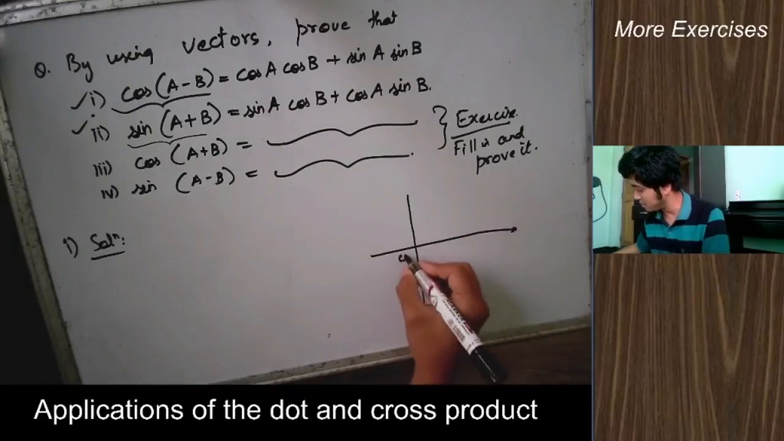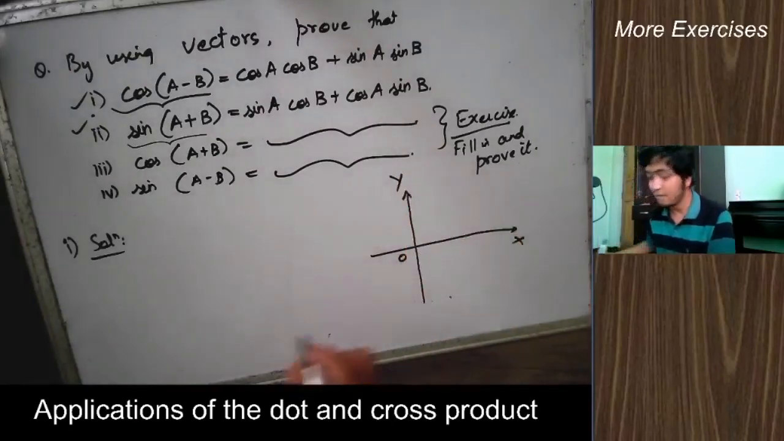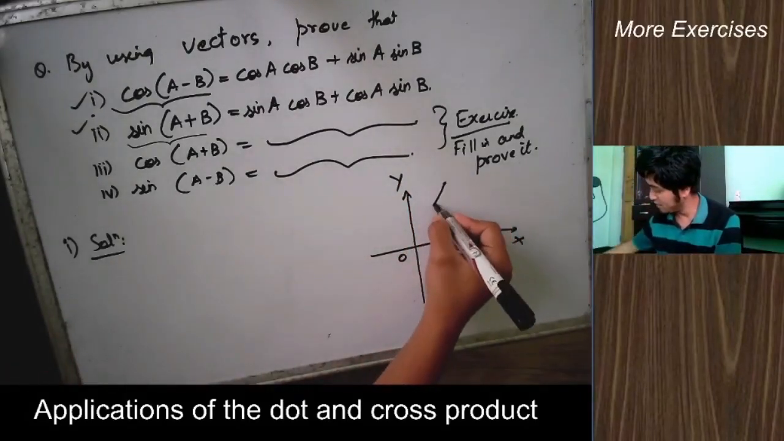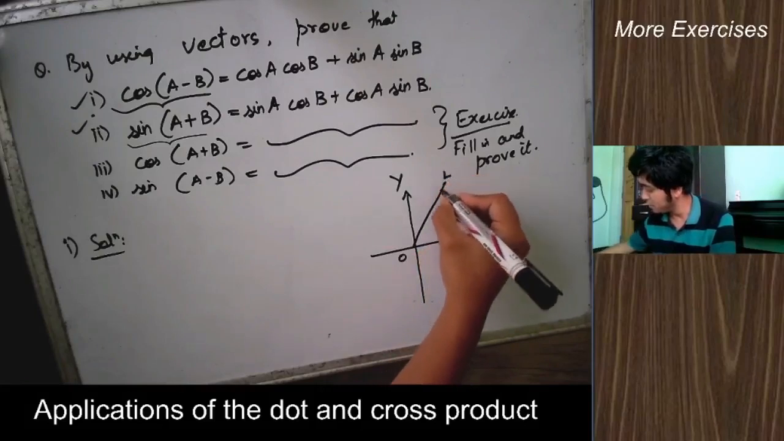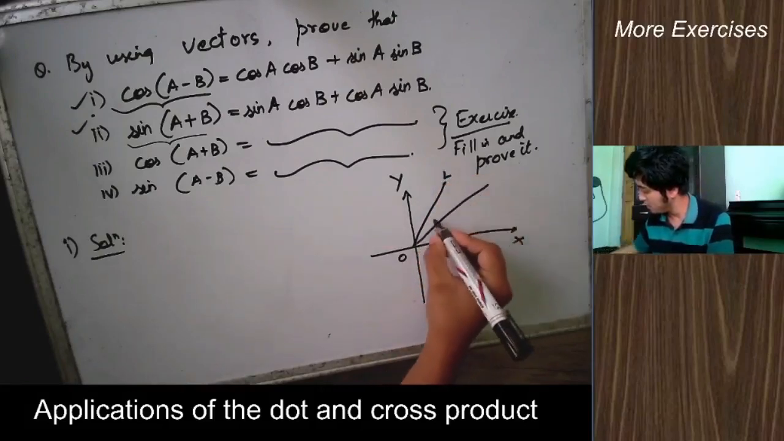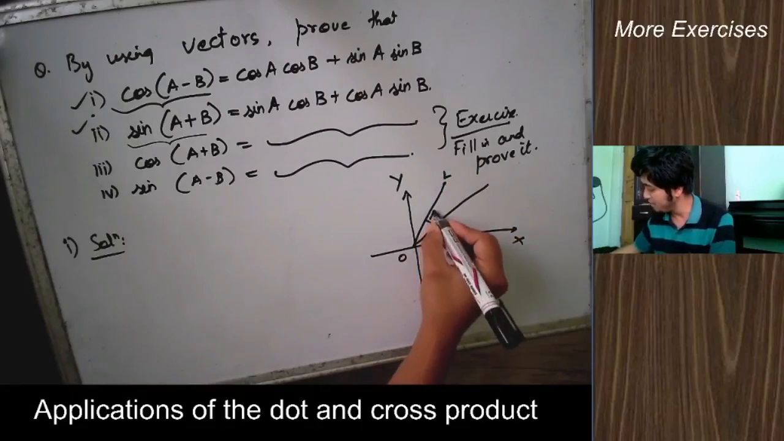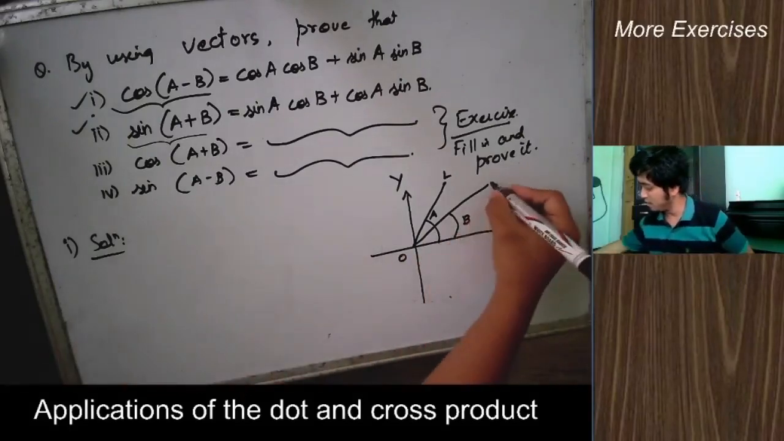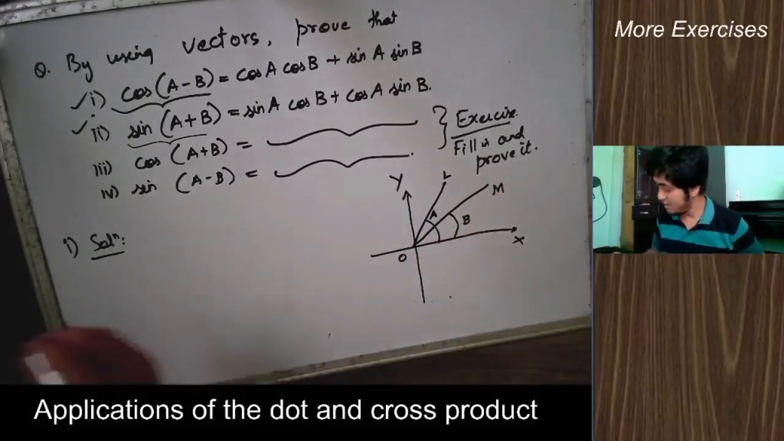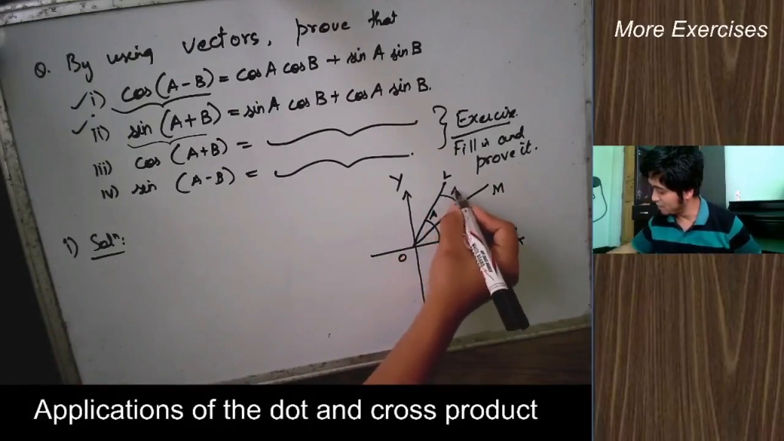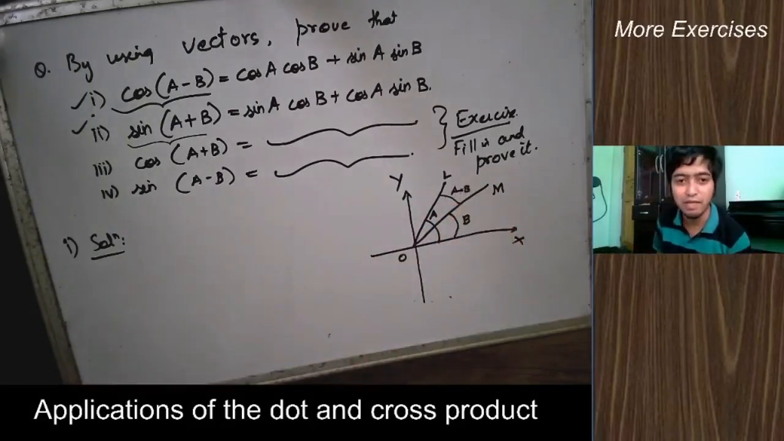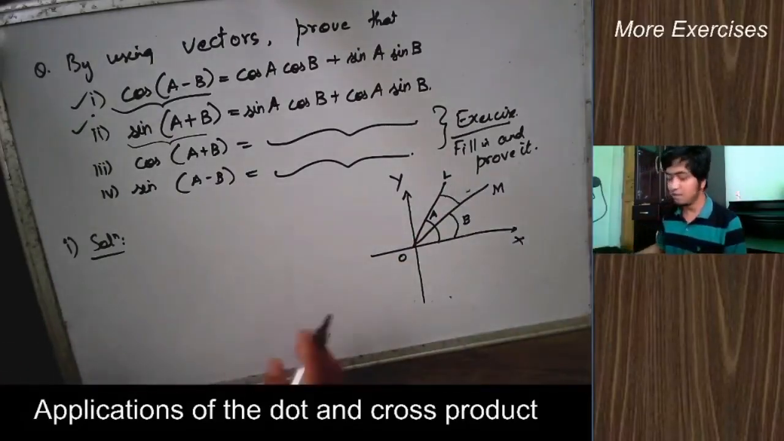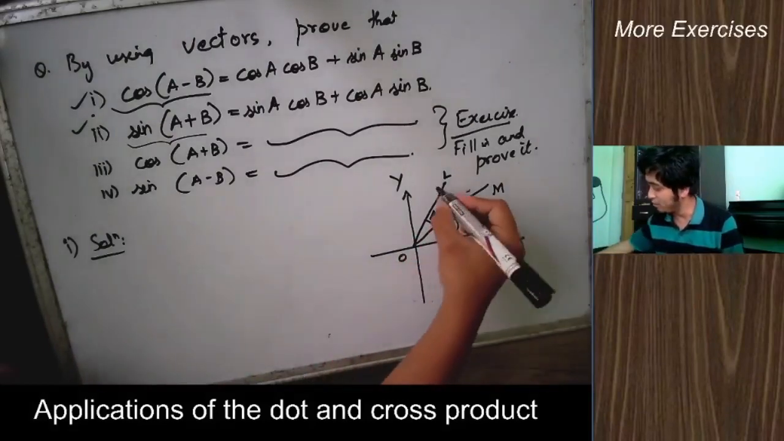We can draw this Cartesian plane Oxy. So we can set this angle to be A, maybe OL. Let this whole angle be A, and let this small angle be B, and OM. So this angle will be A minus B. That is how I will get this angle A minus B. So the angle A minus B is the angle between OL and OM.